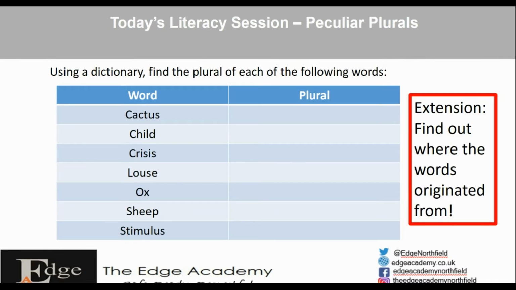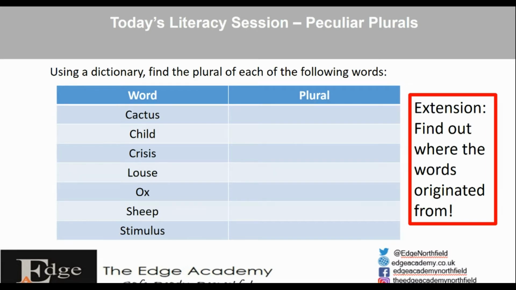So the next task. Now here we're looking at plurals of words. So something that is more than one. So again, you can use a dictionary or a search engine to find the plurals of each of these words. So these words are singular. There's only one of, but what you have to do to them to make it plural. Now also what you could do is find out where these words originated from. So the words are cactus, child, crisis, louse, ox, sheep, and stimulus.